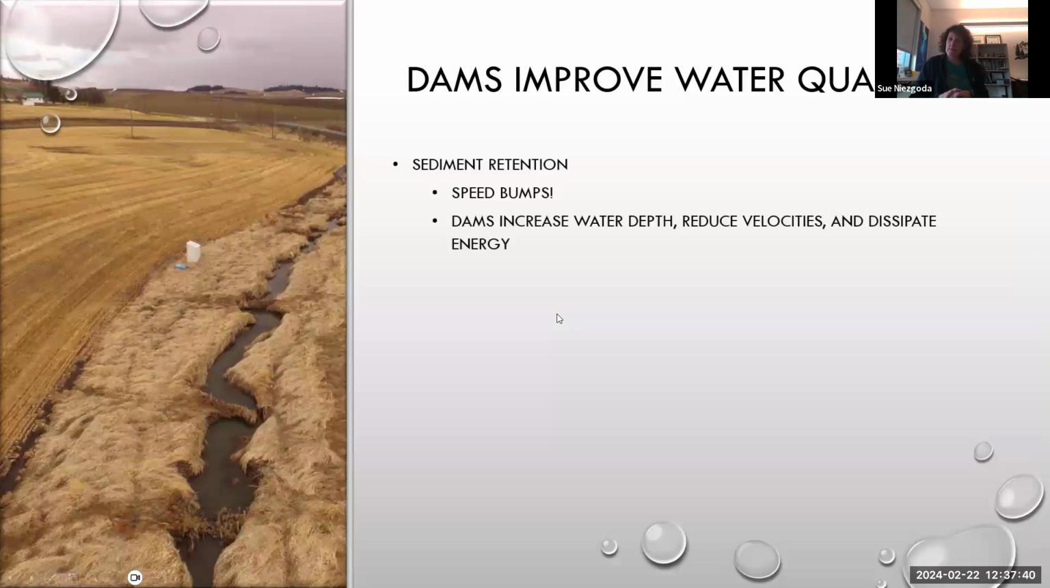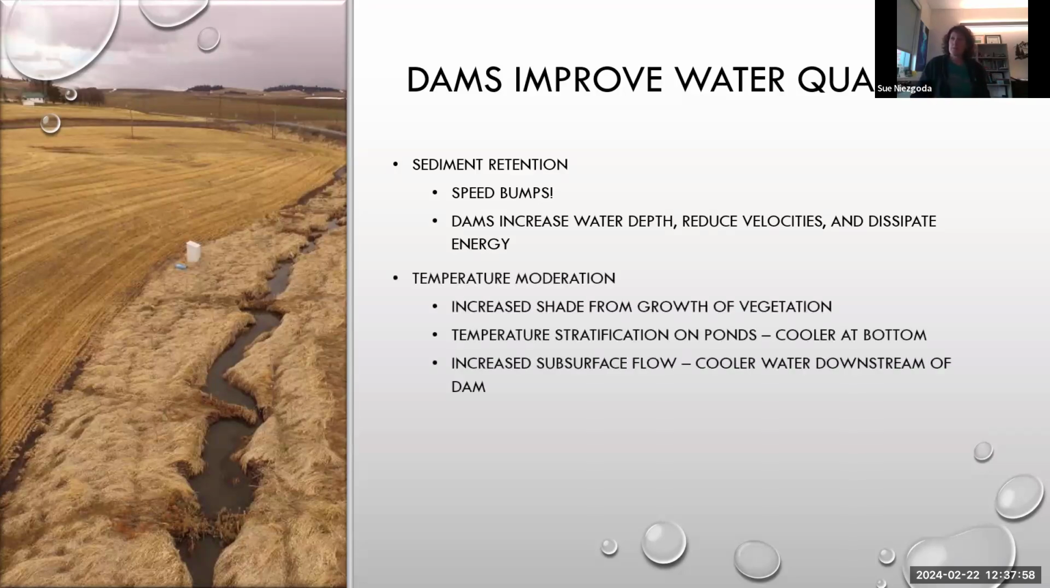So in addition, beaver dams also improve water quality and create sediment retention. I like to think of beaver dams, and now ultimately beaver dam analogs, as speed bumps in the river to help slow down the flow, increase the ponding depth, and allow sediment to sort of fall out. So they increase water depth, reduce velocities, and dissipate energy.